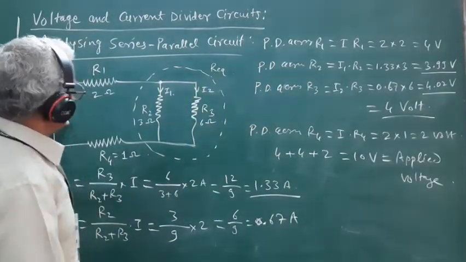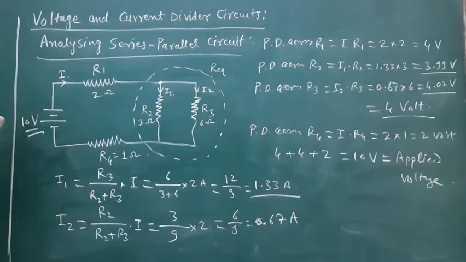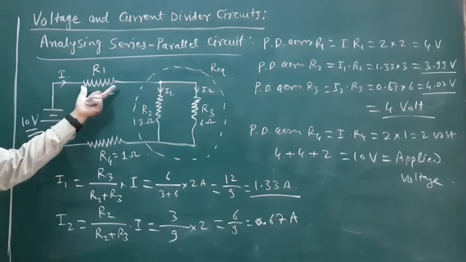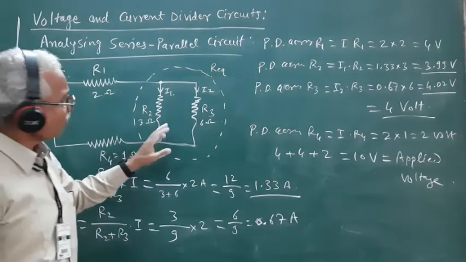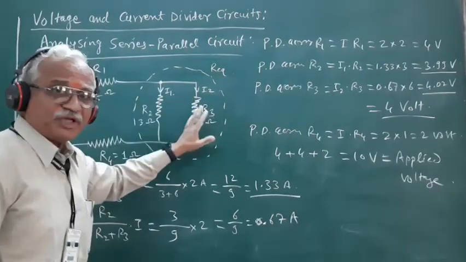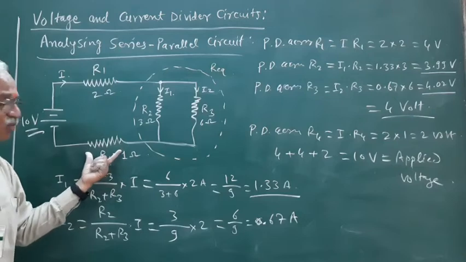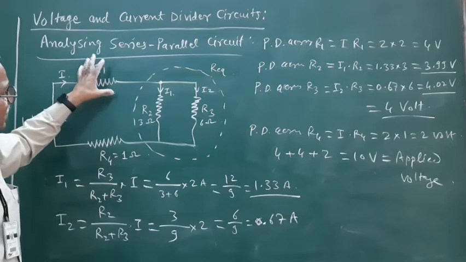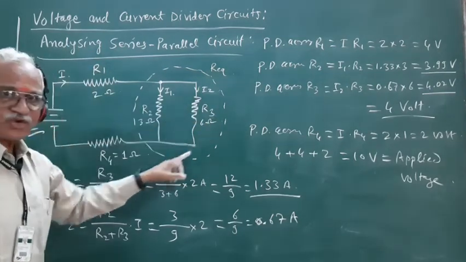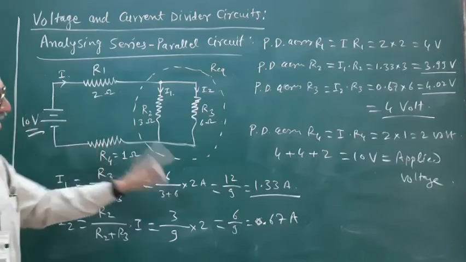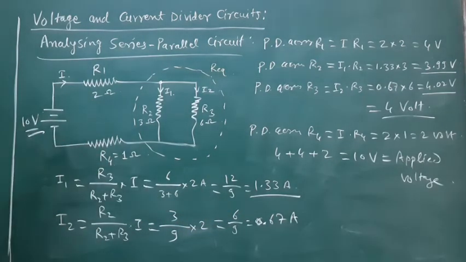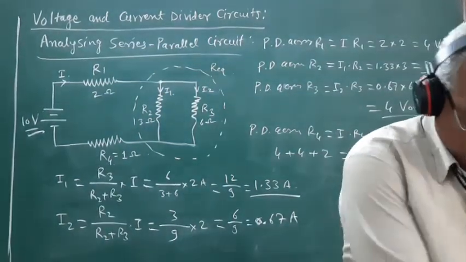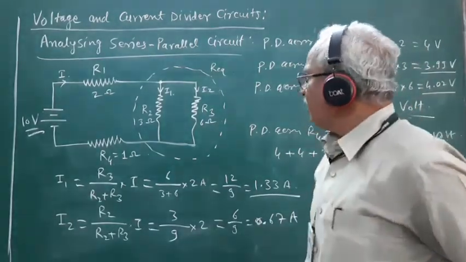So when we have this voltage of 10 volts applied across this series parallel combination, then a potential of 4 volt is dropped across R1, a potential of 4 volt is dropped across the parallel combination of R2 and R3, and a potential of 2 volt is dropped across the resistance R4, such that the sum of the potentials across R1, the parallel combination of R2 and R3, and R4 is equal to the value of the applied voltage. That is how we can analyze the series parallel circuit.